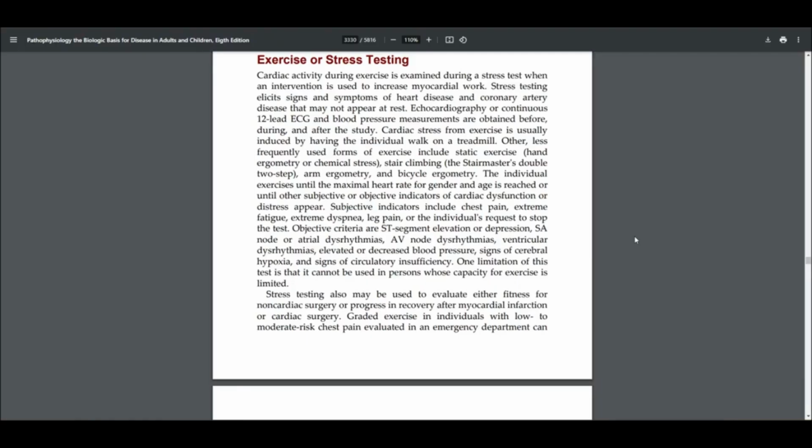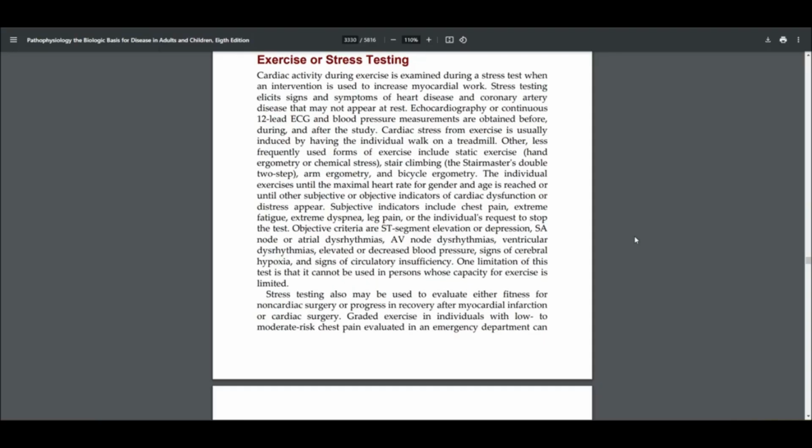Subjective indicators include chest pain, extreme fatigue, extreme dyspnea, leg pain, or the individual's request to stop the test. Objective criteria are ST segment elevation or depression, SA node or atrial dysrhythmias, AV node dysrhythmias, ventricular dysrhythmias, elevated or decreased blood pressure, signs of cerebral hypoxia, and signs of circulatory insufficiency.